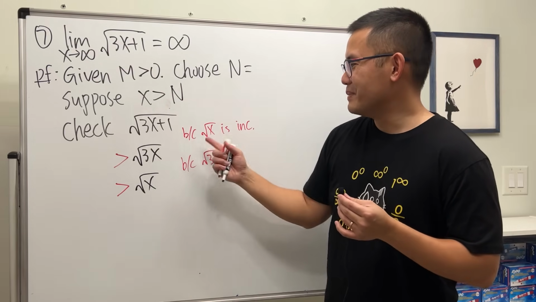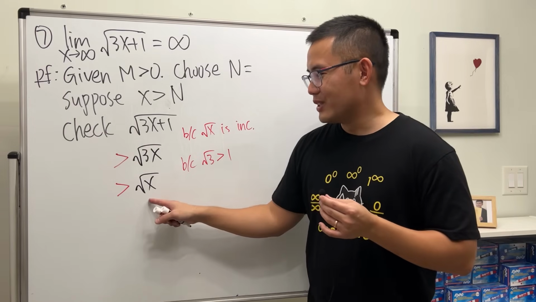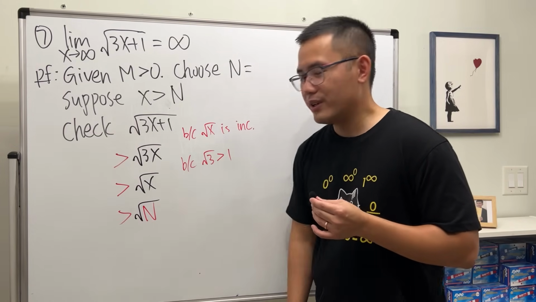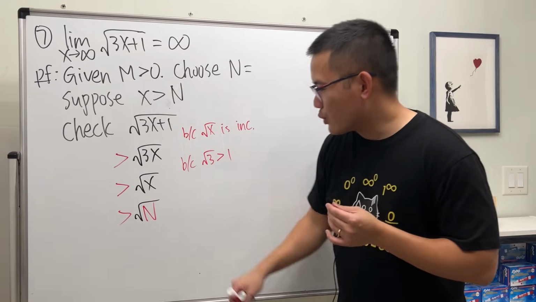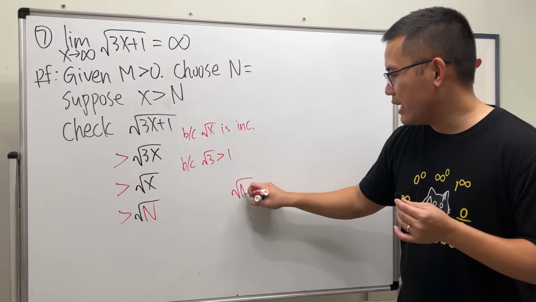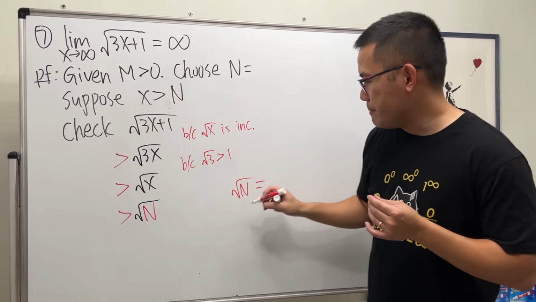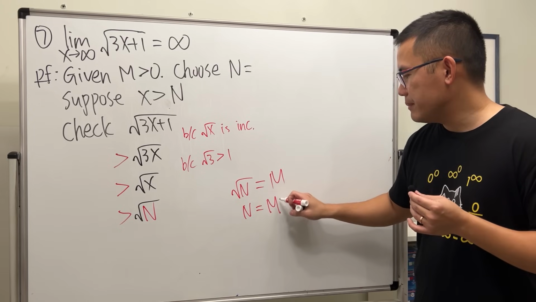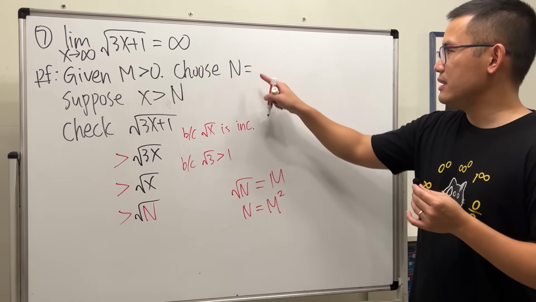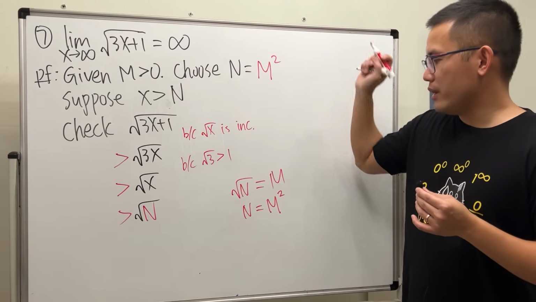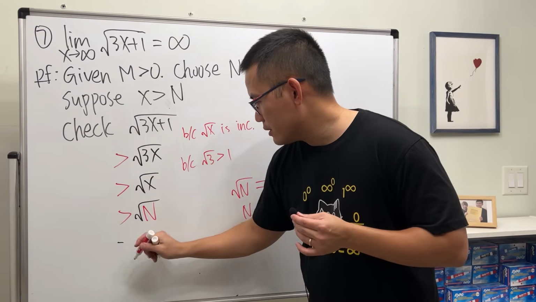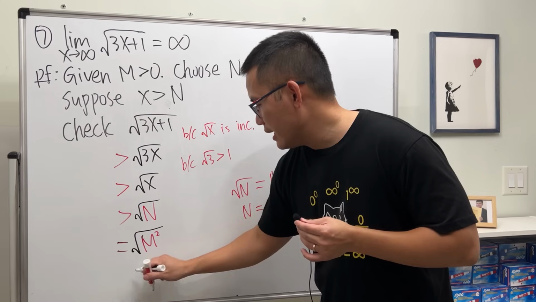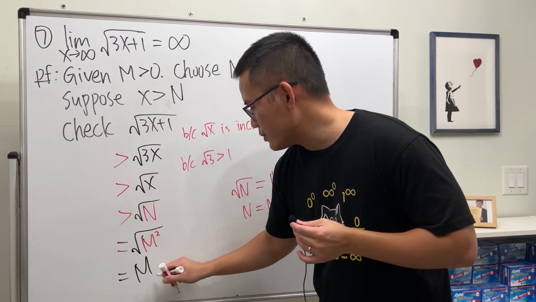Now, again, because square root of x is increasing, I can just replace the x with n. So we have that, and then this is still greater than. Looking at square root of n, I can say square root of n, set it to be m. Solve it, n equals m squared. That's the n that we want, m squared. We have the square root, we have the m squared, and this is just simplified to m. Done.